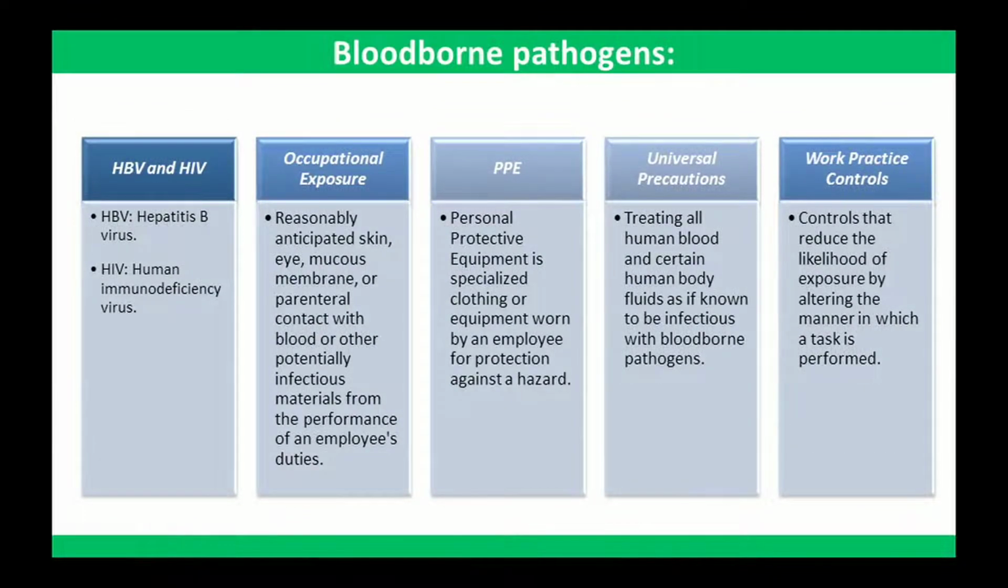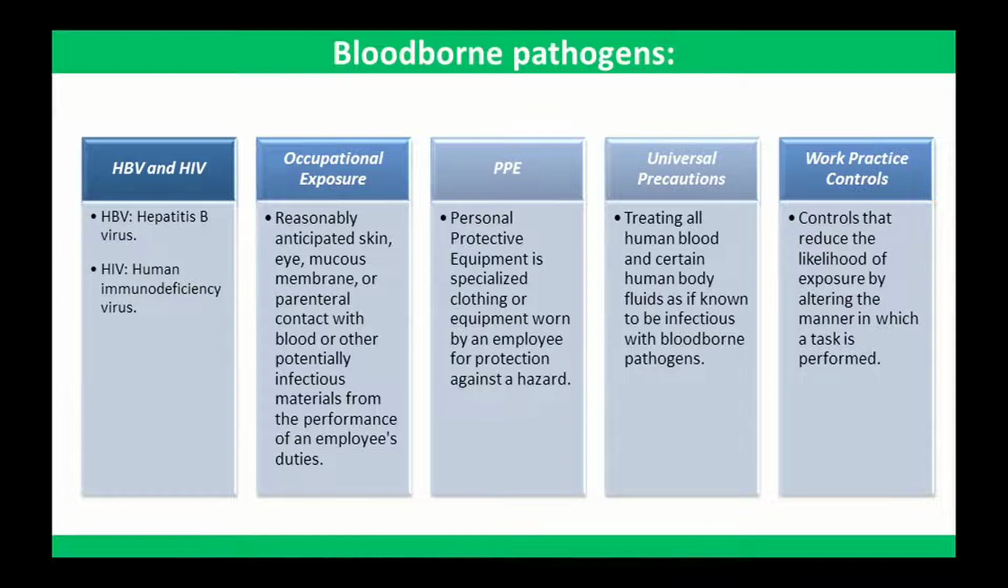HBV is the hepatitis B virus. HIV is the human immunodeficiency virus. Occupational exposure is the reasonably anticipated skin, eye, mucous membrane, or parenteral contact with blood or other potentially infectious materials that may result from the performance of an employee's duties. Personal protective equipment is specialized clothing or equipment worn by an employee for protection against a hazard. General work clothes such as uniforms, pants, shirts, or blouses are not intended to function as protection against a hazard and are not considered to be personal protective equipment.